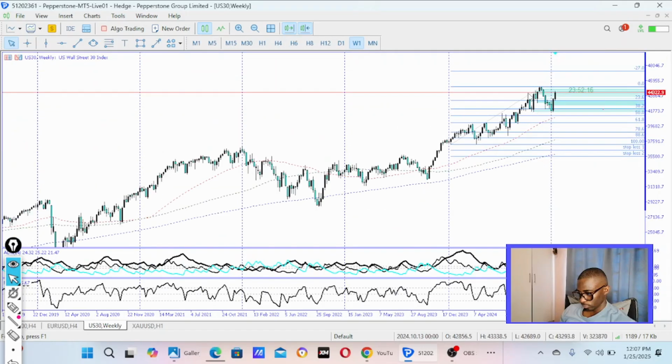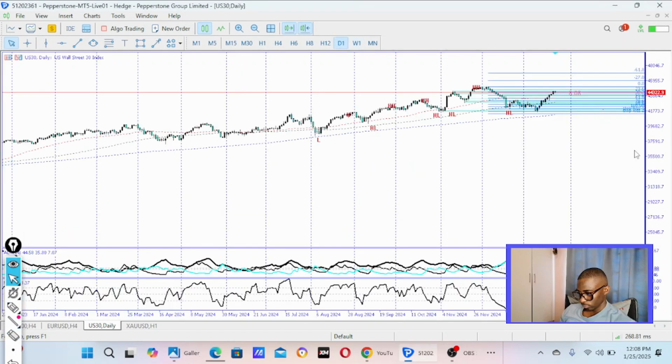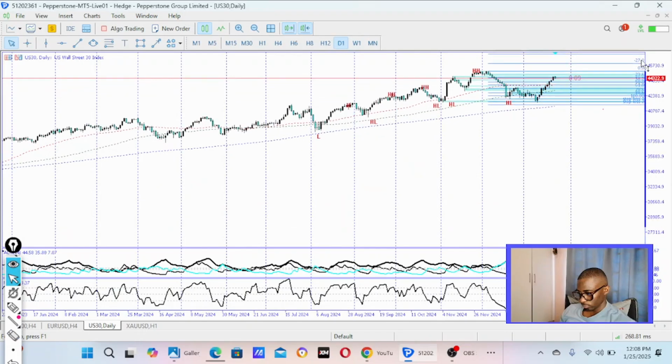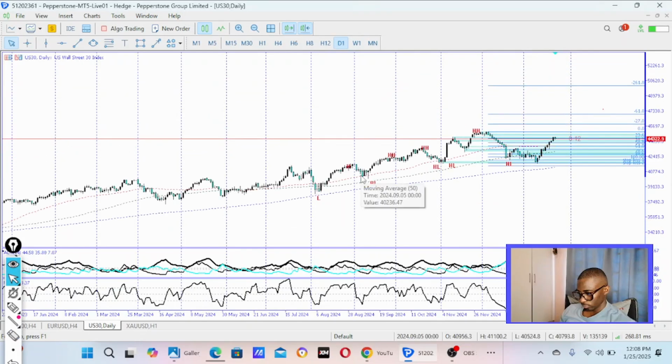Weekly still bullish. I mean, you see this pattern that I've talked about so many times. This is a double bottom, bullish engulfing. So we are bullish as hell. Even if we go to the daily time frame, it's still bullish.